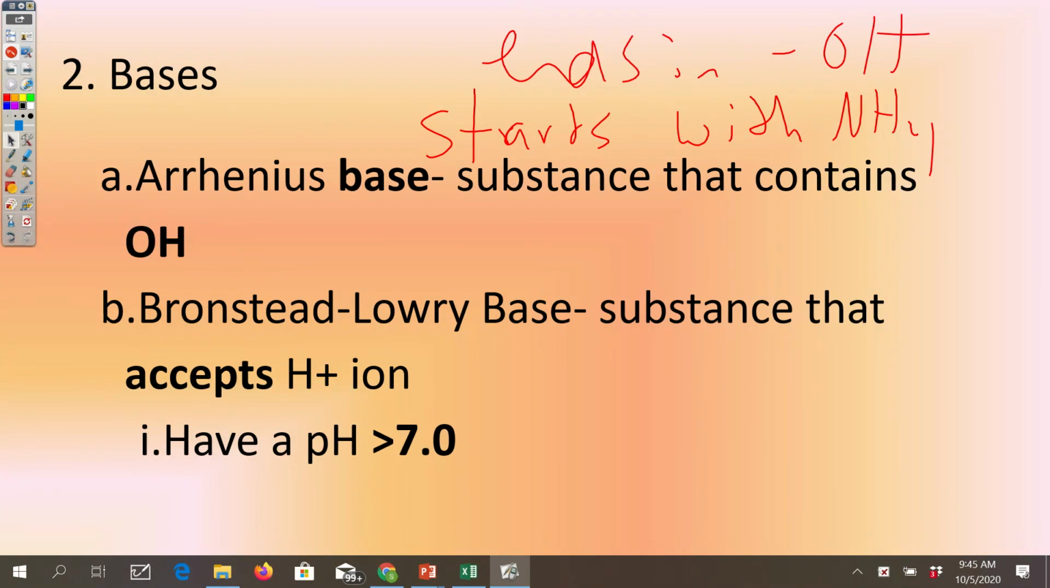For our purposes, how to recognize it in a formula: a base will end in OH, hydroxide, or start with ammonia, NH4. All right, so those are the two. That's how, again, this is 9.1, being able to identify a base. Bases start with NH4 or end in OH. Again, how can you recognize an acid from its formula? All acids start with hydrogen.